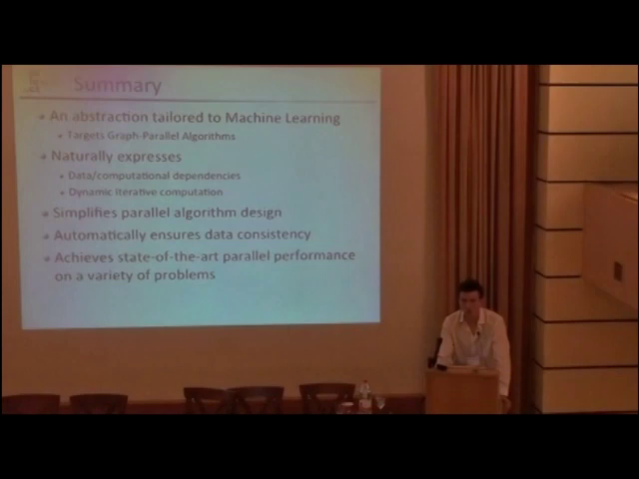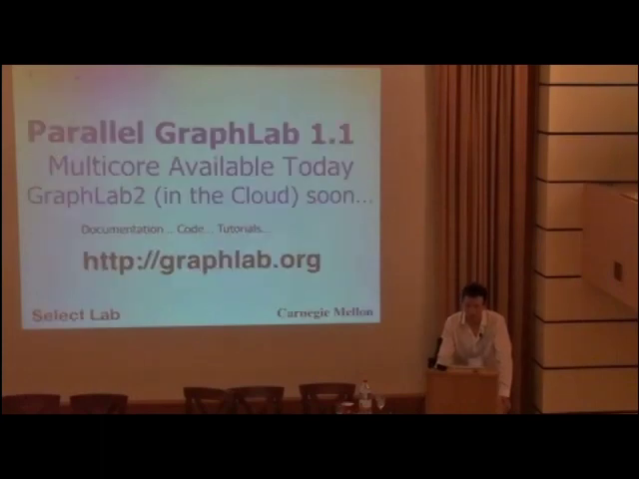So in summary, GraphLab provides an abstraction that focuses on the needs of machine learning problems. It makes it easy for you to implement your algorithm, and we deal with the parallelization challenges, the race condition challenges, and all the low-level data partitioning and data management challenges for you. We can achieve state-of-the-art performance on really large-scale complex machine learning problems rather than simple ones.